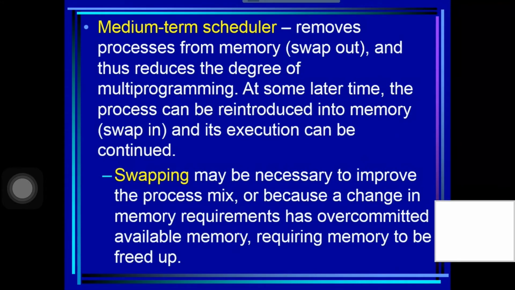Some operating systems, such as time-sharing systems, may introduce an additional intermediate level of scheduling. This is the medium-term scheduler. The key idea behind a medium-term scheduler is that sometimes it can be advantageous to remove a process from memory and thus reduce the degree of multiprogramming. Later, the process can be reintroduced into memory, and its execution can be continued where it left off. This scheme is called swapping. The process is swapped out and is later swapped in by the medium-term scheduler.